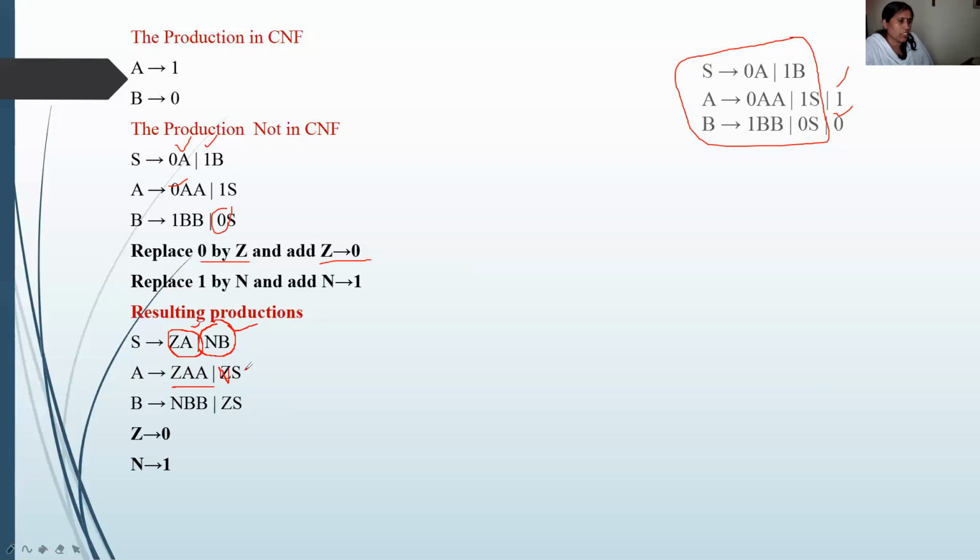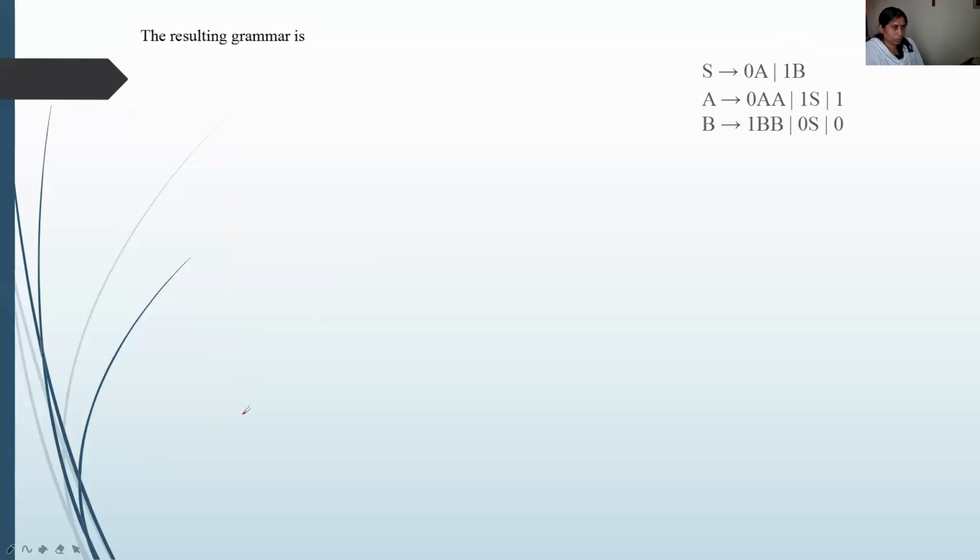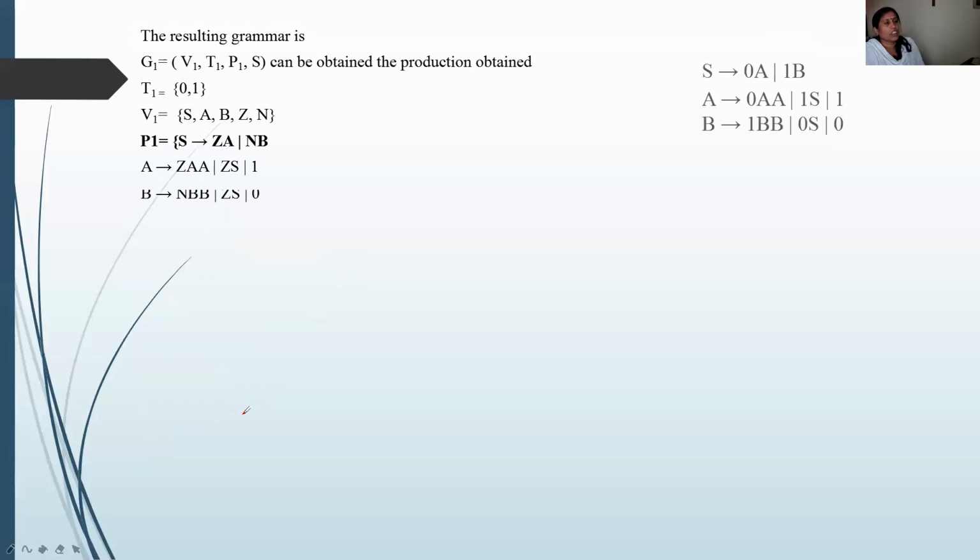It has three variables. It's not in a CNF form. This is again in a CNF form. This is not in a CNF form. This is again in a CNF form. So this is in a CNF form. This is in a CNF form. This is in a CNF form. This is because a variable producing two variables is also one form of the CNF. Next, the resulting grammar after replacing those things with the new variables will look like this.